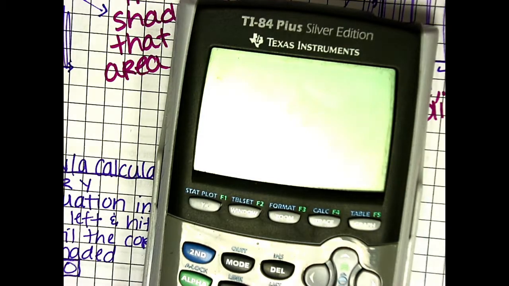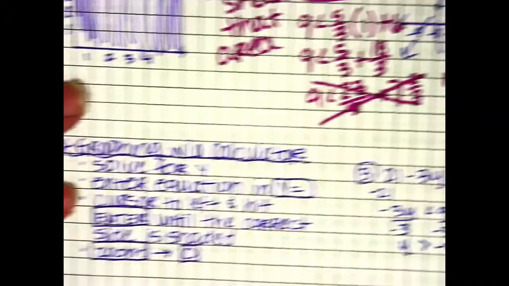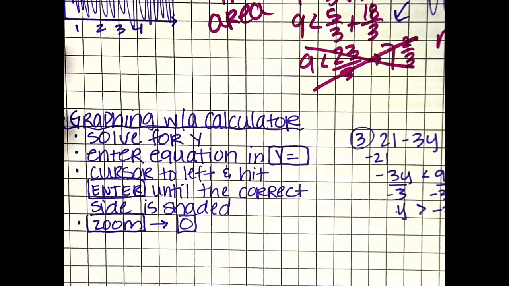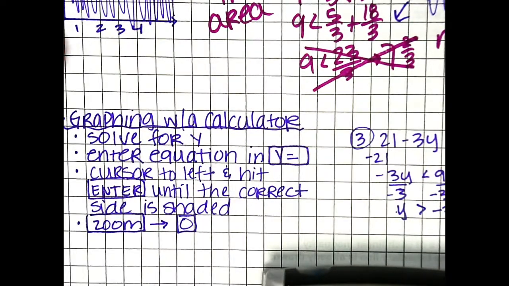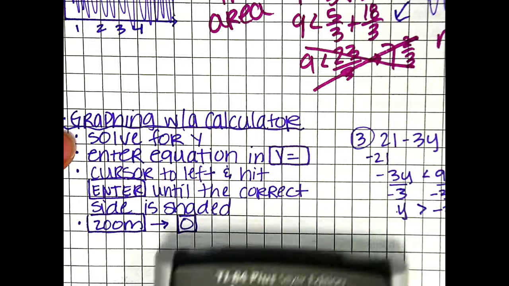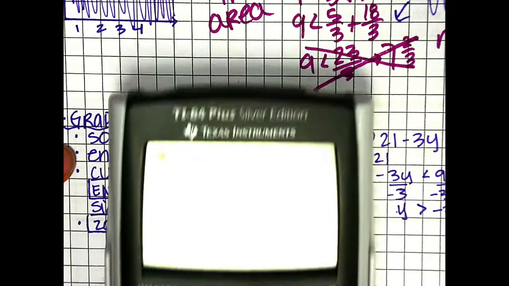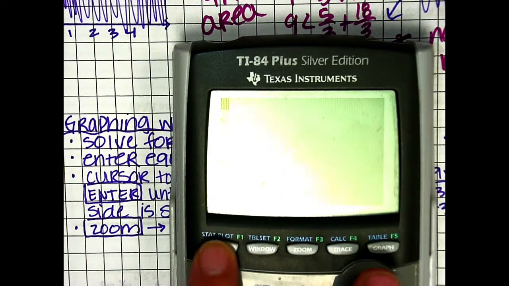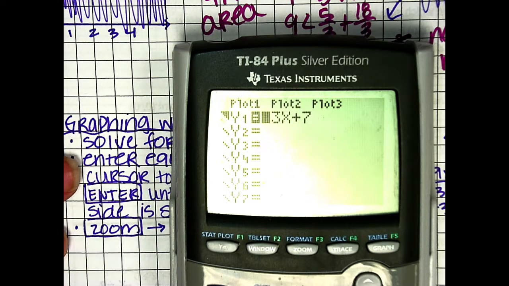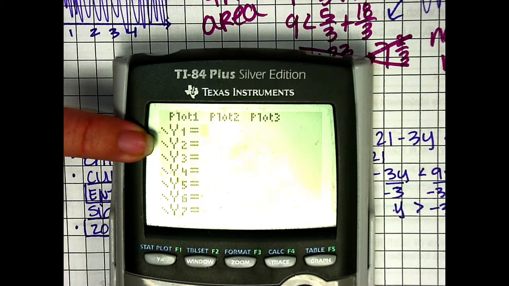Okay, so now that we have our equation solved, we're going to go ahead and follow the directions that I gave you before. And we're going to show you how to graph this on a calculator. So the first thing it says is solve for y. So obviously we did that. Enter the equation in y equals. Y equals is the button on the left directly under the screen. It was already in there, sorry. If there's something, clear it out.